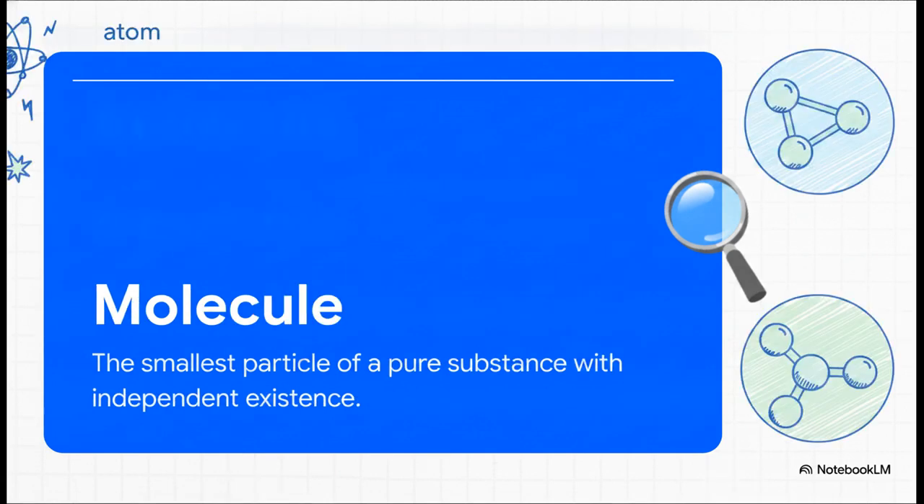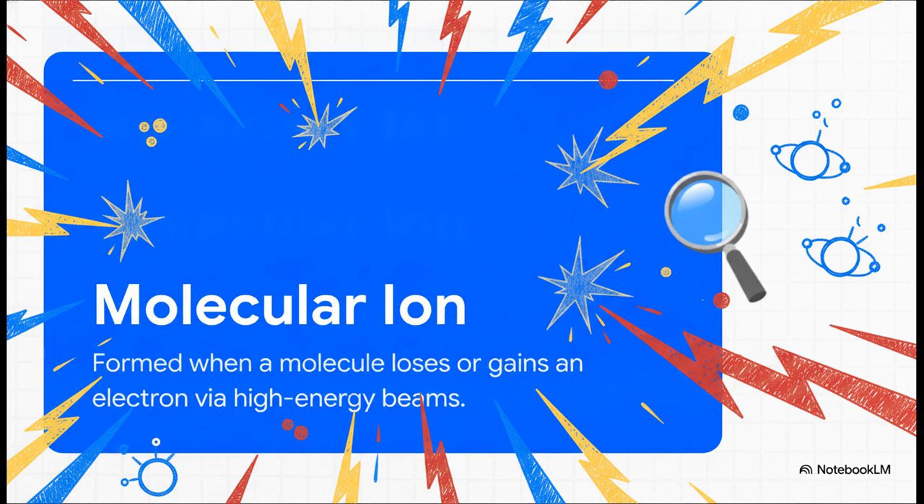Now, what's really interesting here is the contrast. While an atom is all about chemical reactions, a molecule is defined by its stability. It is the smallest particle of a pure substance, whether that happens to be an element like O2 or a compound like water, H2O, that actually has independent existence. But as we know, things don't always stay stable, right? Especially in super high-energy environments. When a molecule gets blasted by high-energy electron beams, X-rays, or alpha particles, it gets violently disrupted.